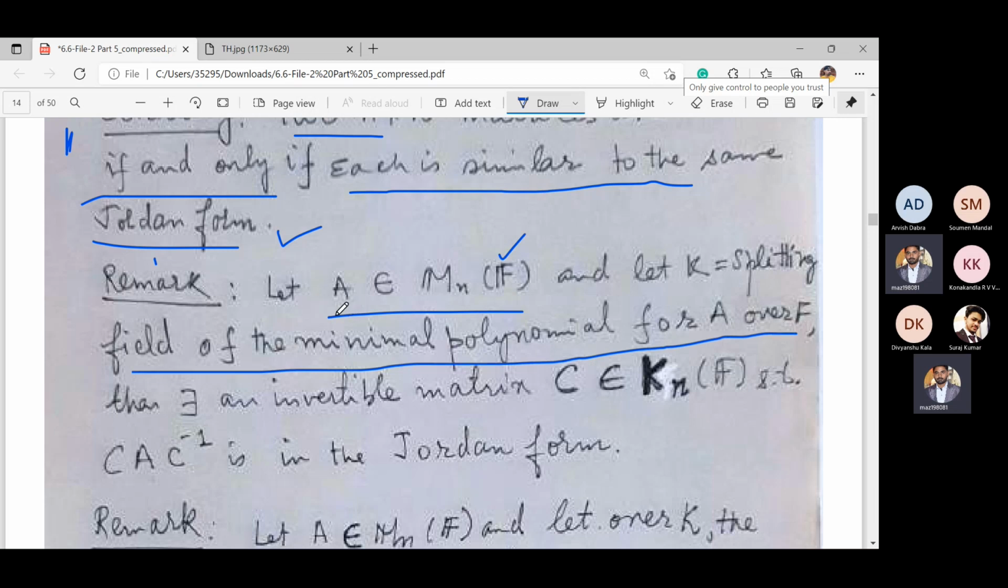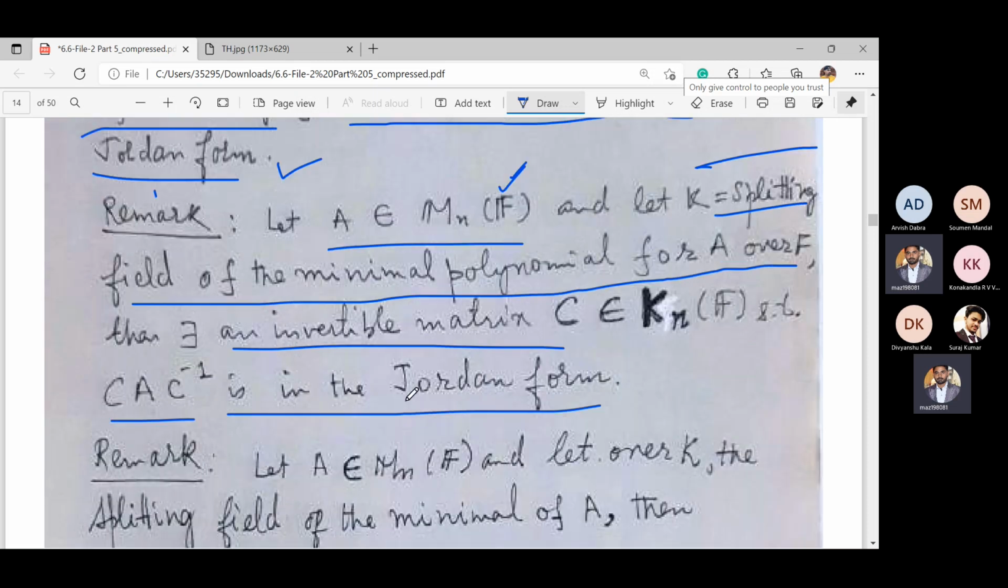What does it mean? It means if the eigenvalues of A are not in F, we are taking the eigenvalues in K by definition of splitting field. So there exists an invertible matrix C in K and F such that C A C inverse is in Jordan form. The simple thing is that we are not going to extend our field. Why? Because if eigenvalues are not in the given field, then we cannot form Jordan form. So for that we are taking the splitting field and then performing the same thing.